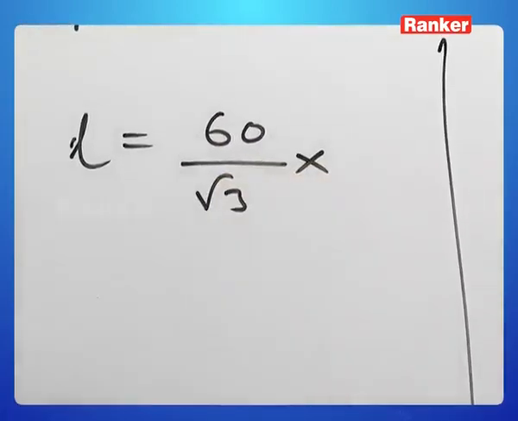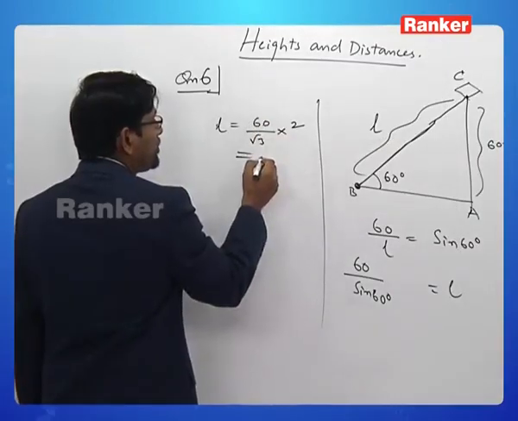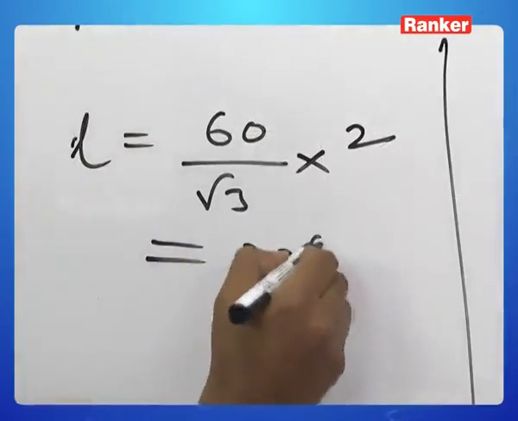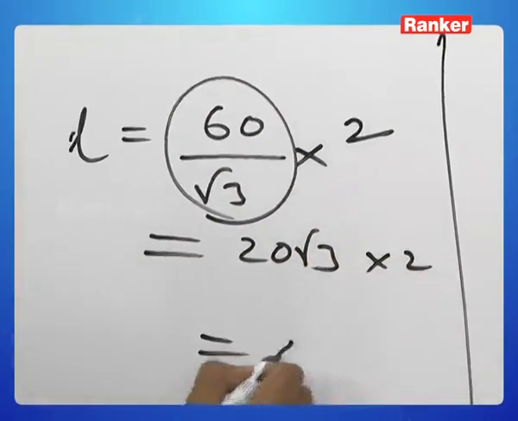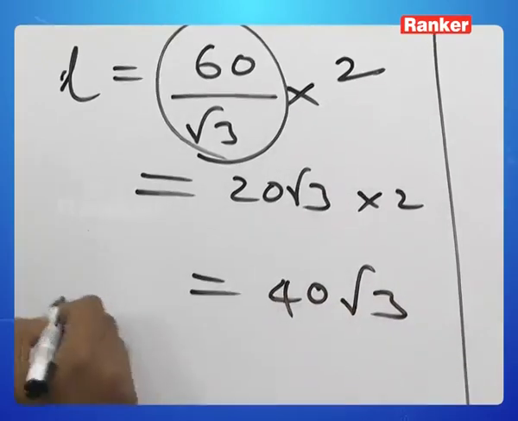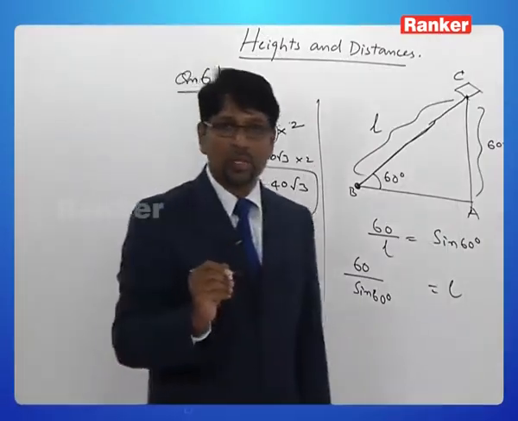So that I can write it into 2. Okay, that makes it 20 root 3. 60 by root 3 is 20 root 3 into 2. So that makes it 40 root 3. So L is 40 root 3. So length of the string is 40 root 3.